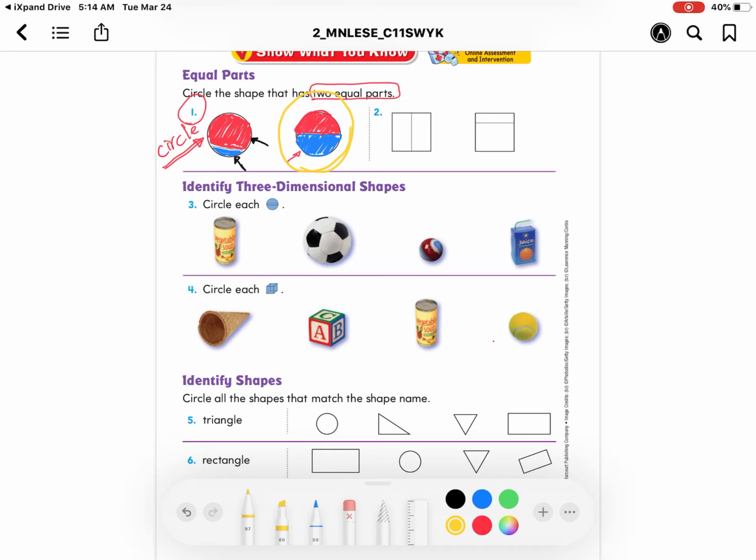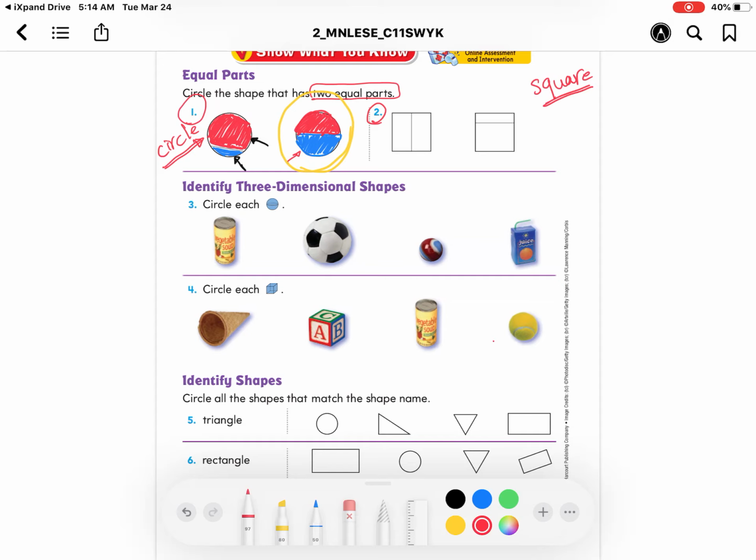Now, what about the other shape? Question number 2. What is this shape? Can someone tell me? Excellent, this is a square. Now I need to ask you a question. What is the difference between a square and a rectangle? Think about it. What is the difference? Excellent, good job, boys and girls.